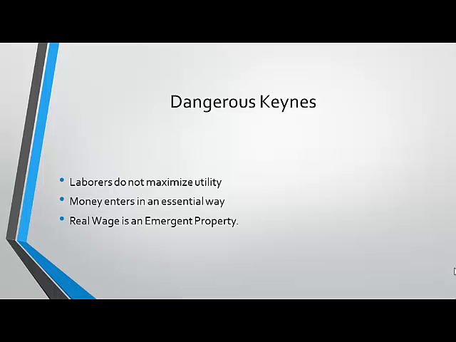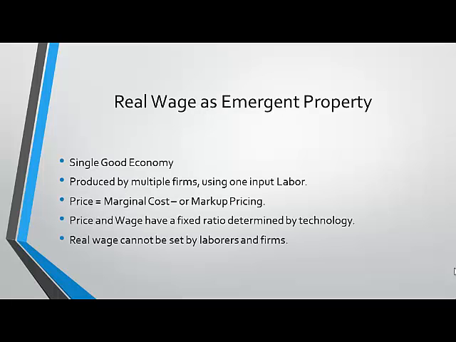So Keynes's theory is very dangerous. He says that laborers do not maximize utility. Money enters in an essential way into the economy, and the real wage is an emergent property. Today's lecture is more or less about the emergent property. What does it mean? Basically what he says is that the real wage is determined by the system as a whole. It is not up to the individual actors within the system to determine the real wage. And this is again something entirely different from the standard theory.